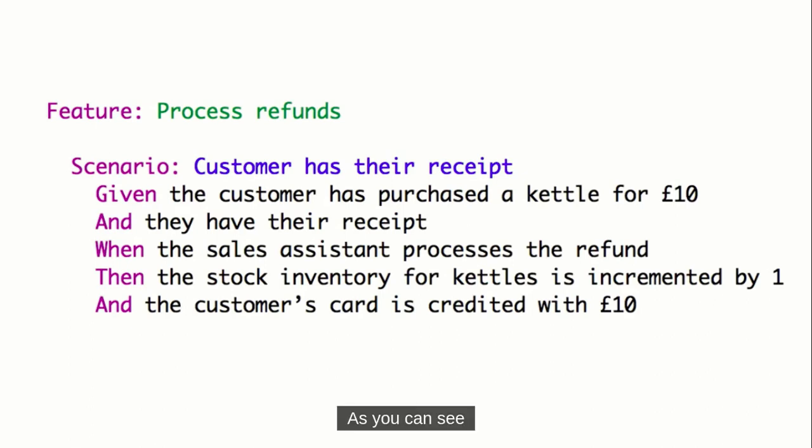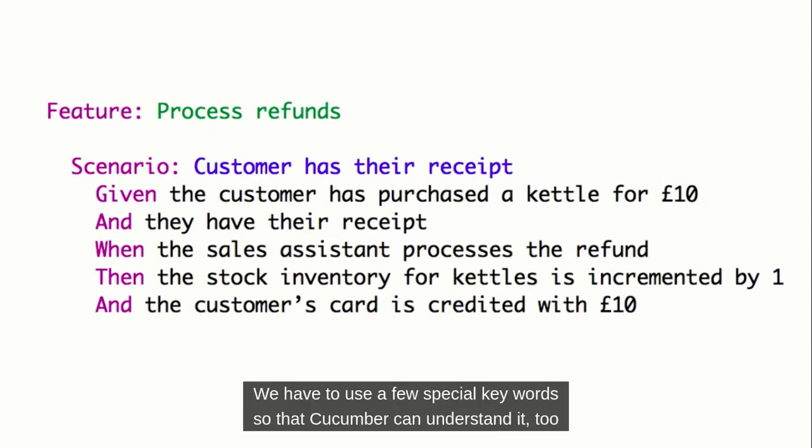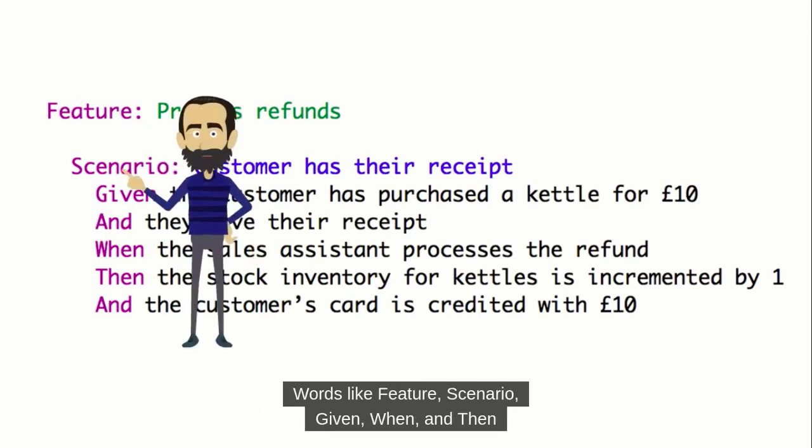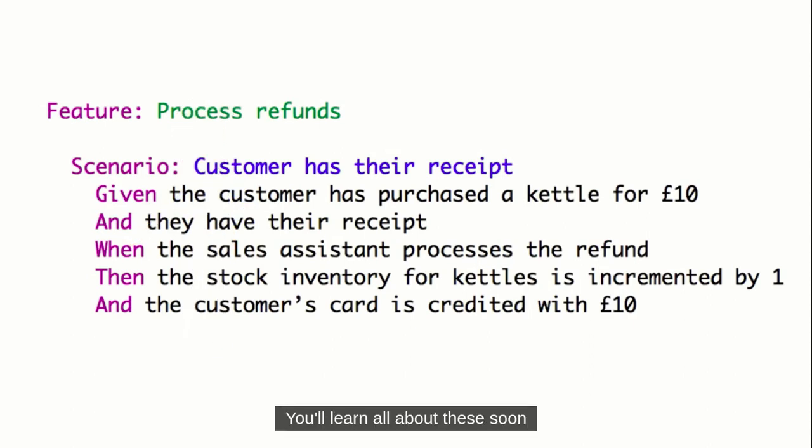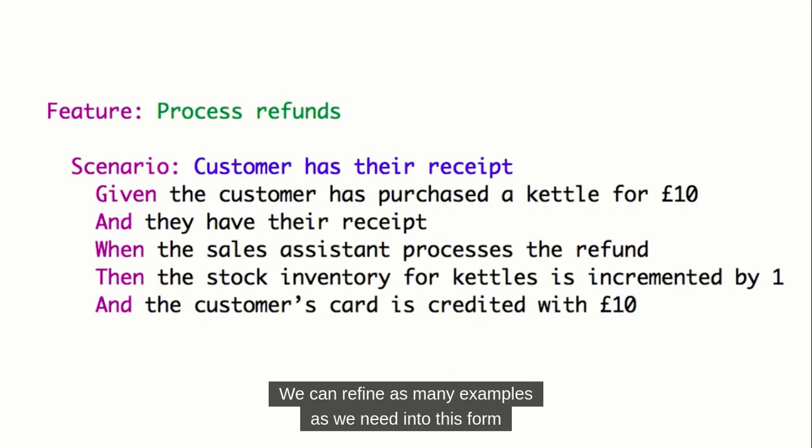As you can see, Gherkin's almost like plain English. We have to use a few special keywords so that Cucumber can understand it too. Words like feature, scenario, given, when, and then. You'll learn all about these soon. We can refine as many examples as we need into this form to create an executable specification for our software.